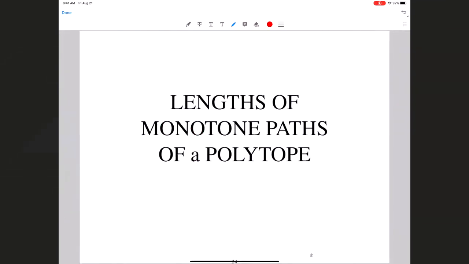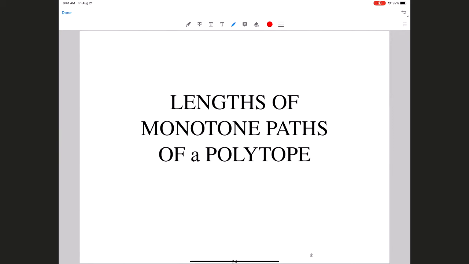All right, so in my remaining time, I want to go to the most important question, which is the length of the monotone path, because that's what we want to know. I want to solve this famous open problem, right? So what can we say topologically, geometrically about the length of the monotone paths?